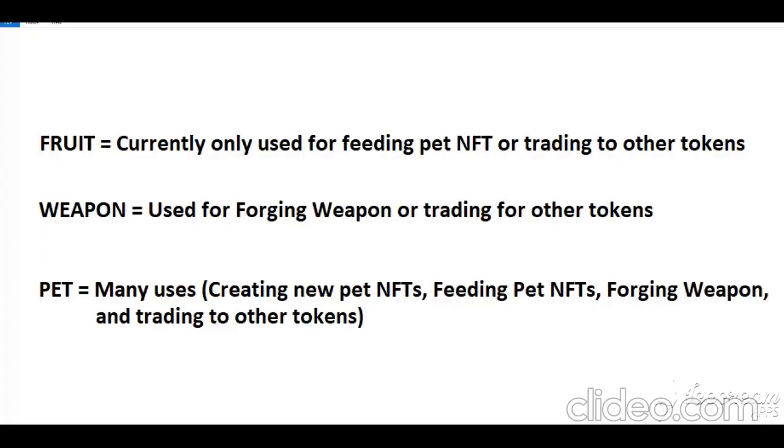I wanted to remind you what each of the different tokens do. So fruit is currently only used for feeding pet to make them have more battle power, or for trading into other things. Weapon is only used for forging weapons or trading into other tokens. Pet is kind of the universal underlying token asset, so it has many uses. You can create new pet NFTs, you can feed your NFTs, or you can forge weapons with it. It's also good for trading into other tokens.